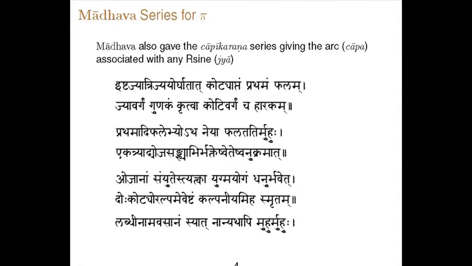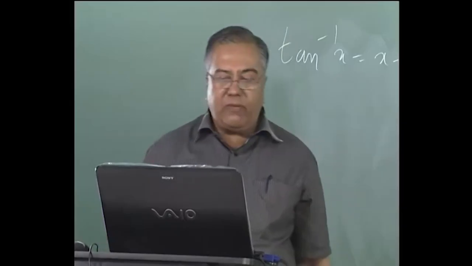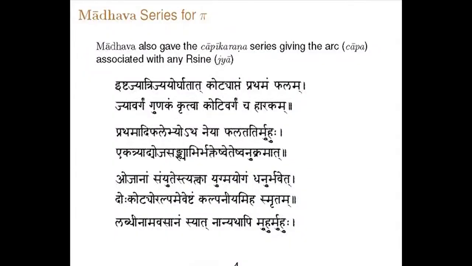From the odd terms which are obtained this way, ojanam samyutes tyaktva yugma yogam dhanur bhavet. So subtracting the odd from the even, the rest will become the dhanu, that is the arc, this is the chapa, so that is the arc. Doh kotyor alpameveshtam kalpaniyam iha smritam. So dhanu is actually the chapa. Do kotyoho alpameva ishtam kalpaniyam iha smritam.